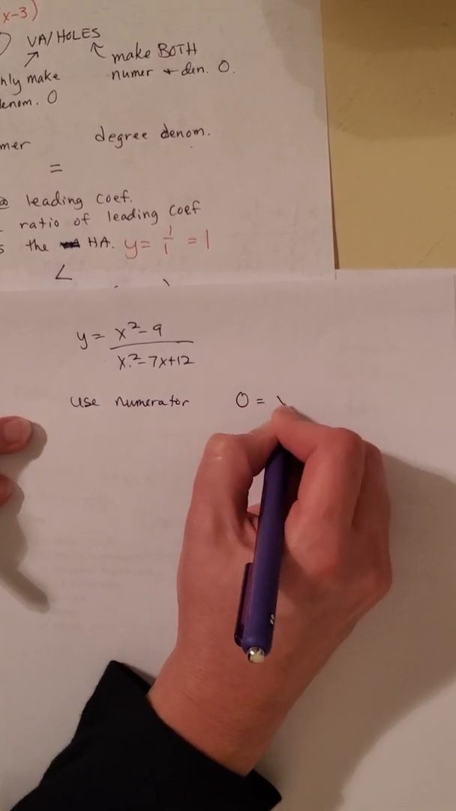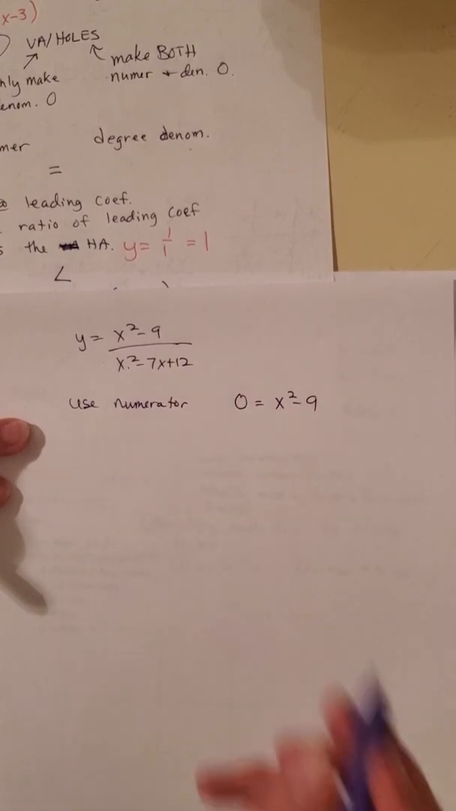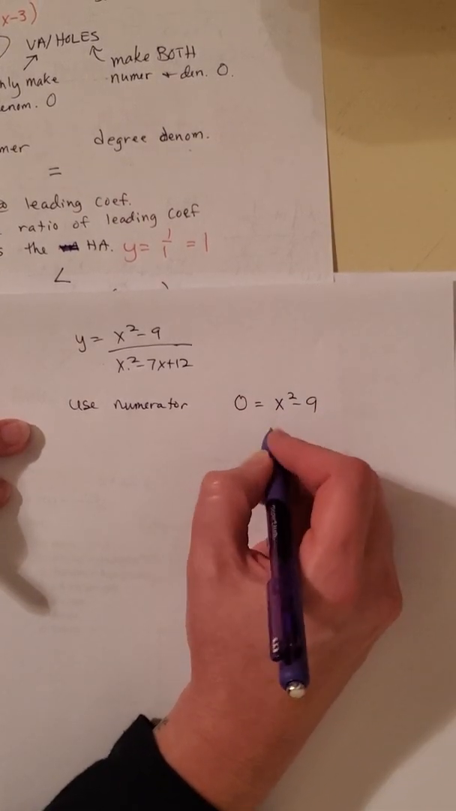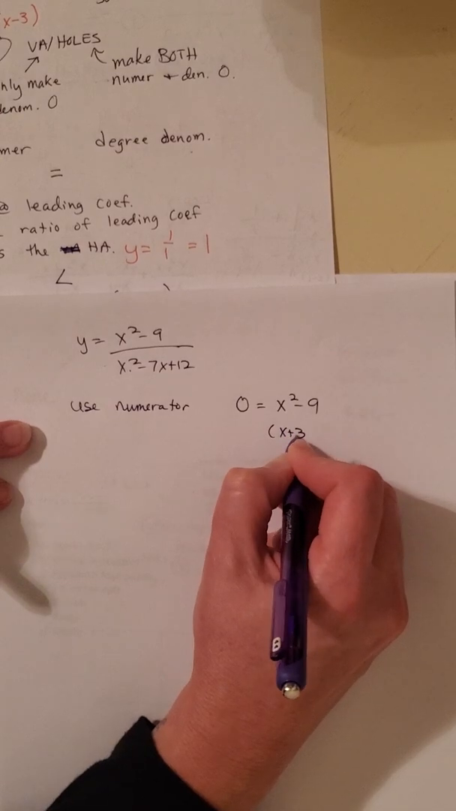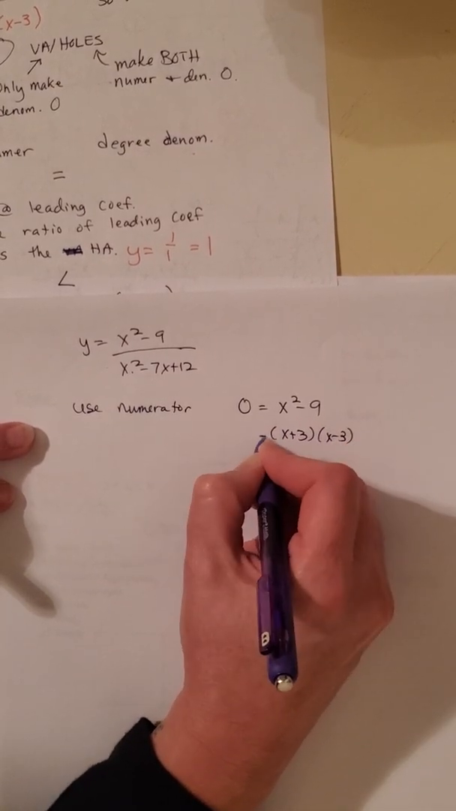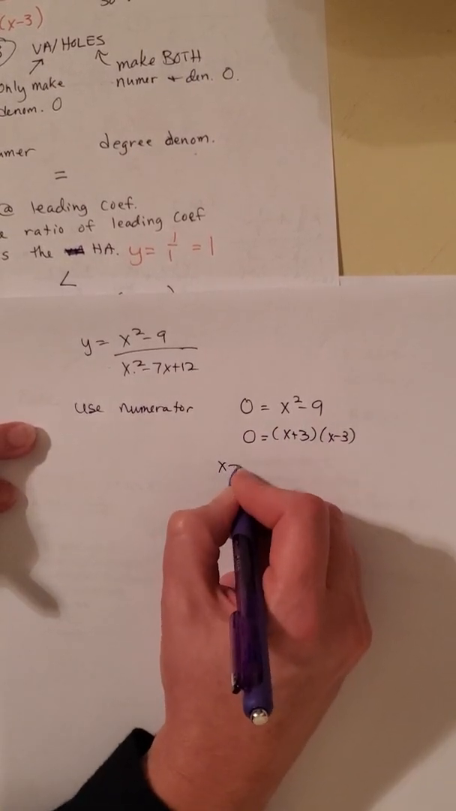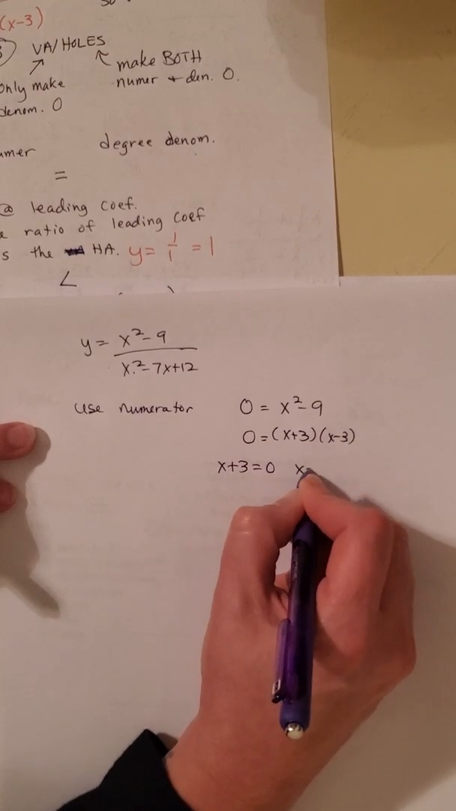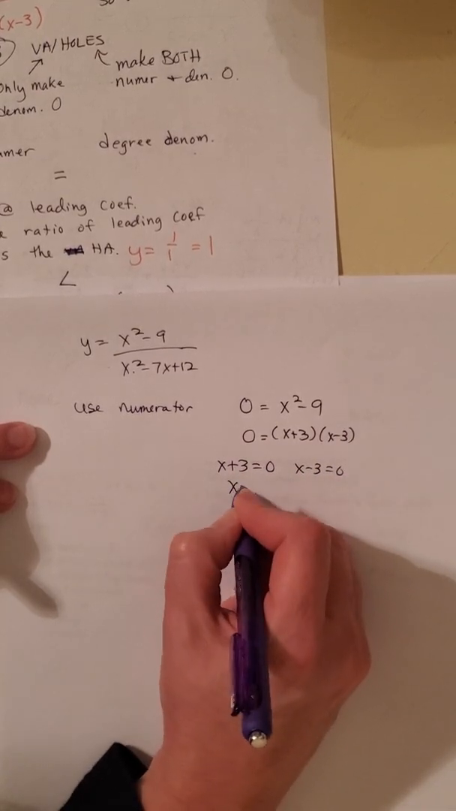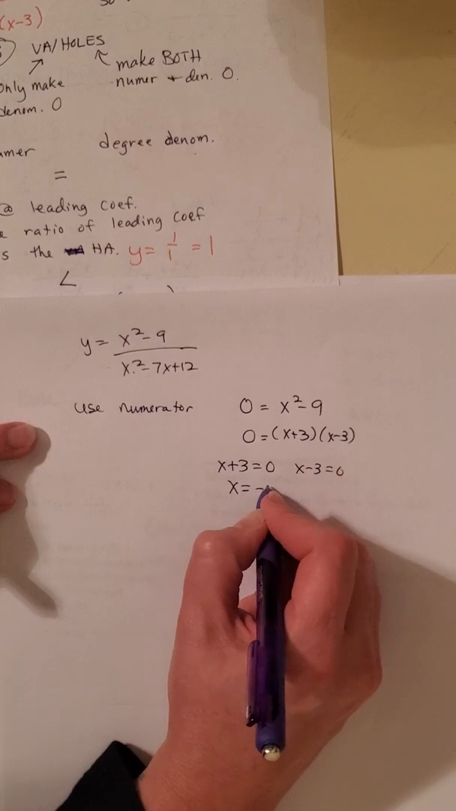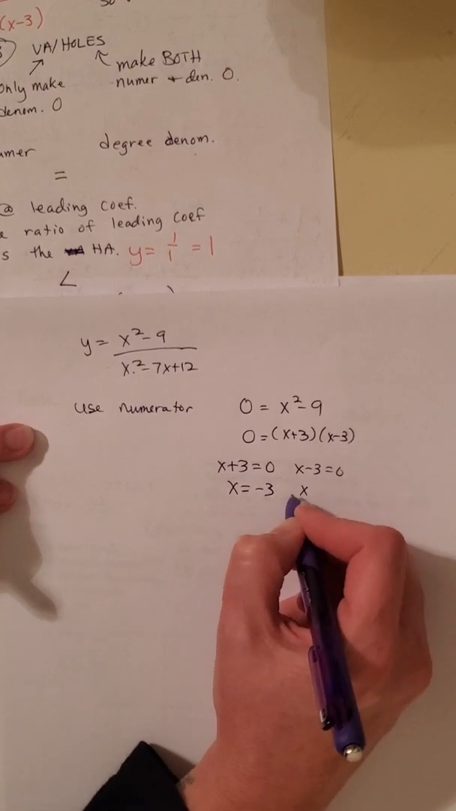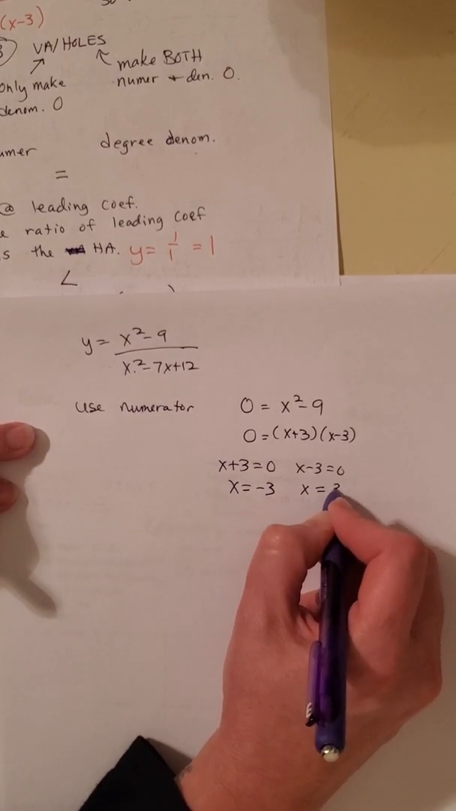And I'm going to set it equal to 0. And when I do that, I can factor or I can solve by square rooting. I'm going to factor it. Set each factor equal to 0. And my two potential solutions are at x equals -3 and x equals +3.